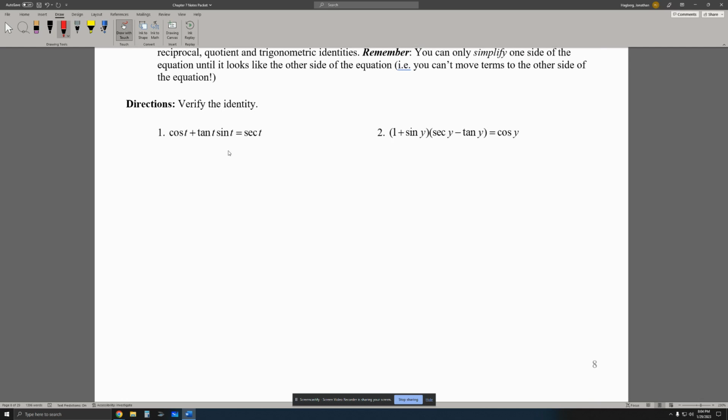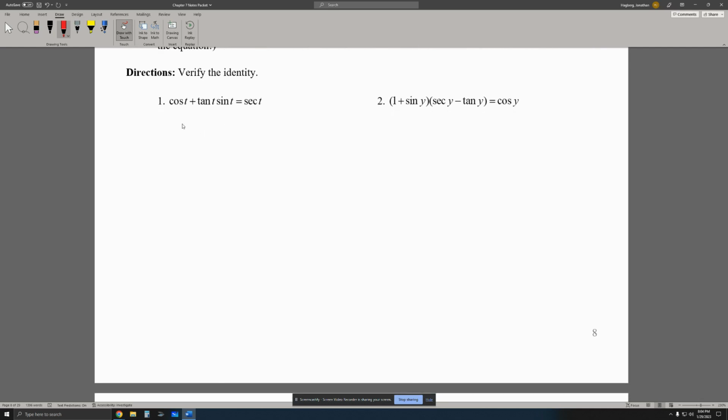Okay, so for any of these problems, you want to just pick one side and try to get it to look like the other. In most instances, I'm going to choose the left-hand side, which is usually the side that looks more complex, because if I can simplify that, I'll usually end up with the right-hand side. Okay, so for number 1, here we have cosine t plus tangent t sine t, and we want to get it equal to secant of t. Okay, so I'm going to just try writing this in terms of sine and cosine. So we have the tangent is sine t over cosine t, and then we have times the sine of t, and that should be equal to the secant of t.